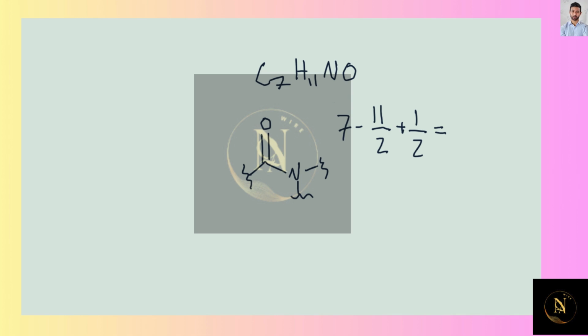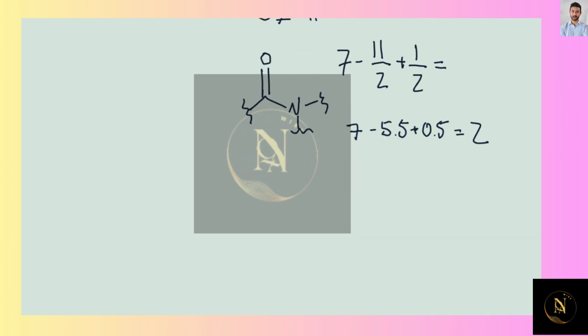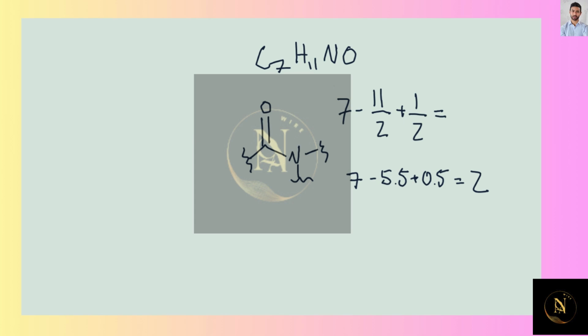Okay, so let's check this out. We've got 7 minus what's 11 divided by 2? That's 5.5. And what's 1/2? That's 0.5. So this is going to be 7 plus 1/2, that's 7.5, minus 5.5. That's 2. Right, so we do have a degree of unsaturation of 2, which means that any amide we draw with this formula is going to need to have an additional double bond or ring. So we'll just keep that in mind.